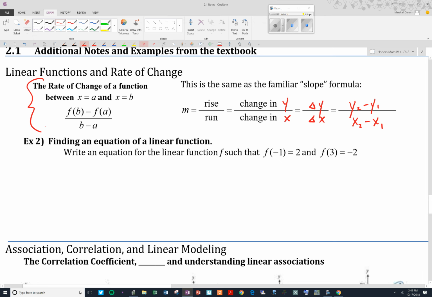This is basically saying the same thing. Because remember, if we know that A and B are our x values, then this represents the change in x. And putting A and B into the function would give you your y value. So that represents the change in y. So this is still change in y over change in x, just using function notation.